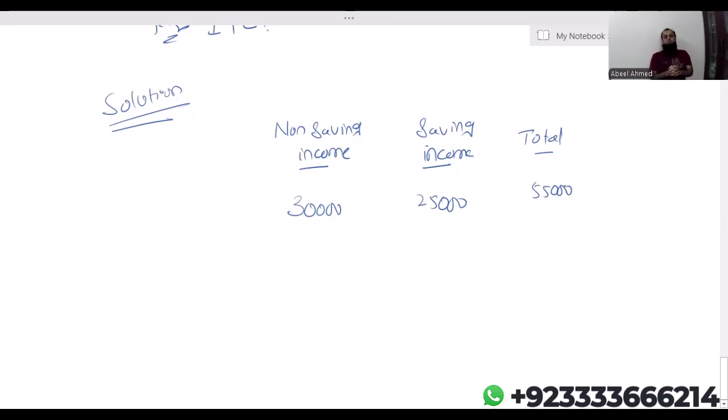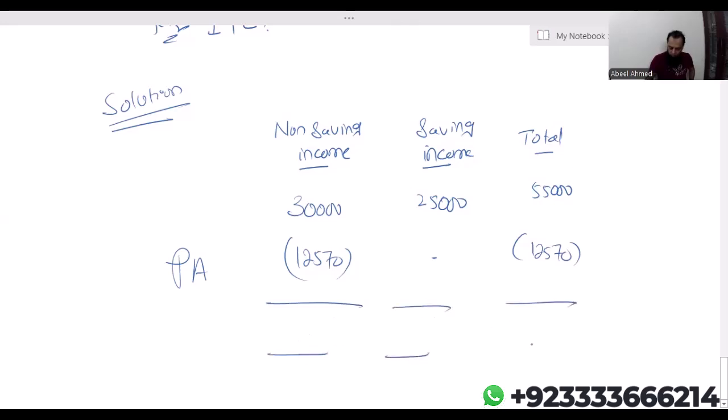Personal allowance is first deducted from the non-saving income, and personal allowance is available on per tax year basis. It is not available on per source of income. It is available on the basis of per tax year. Personal allowance 12,570. Another point, if someone does not have an income, unused personal allowance cannot be carried forward. If you are unable to use the personal allowance, it's simply wasted.